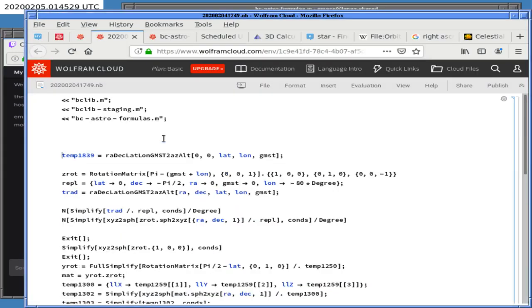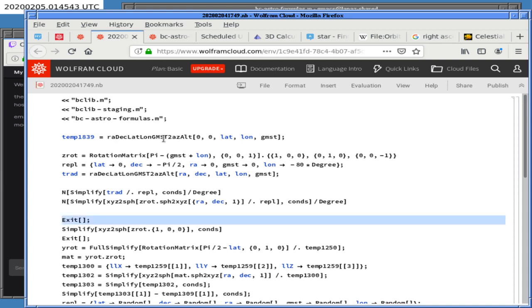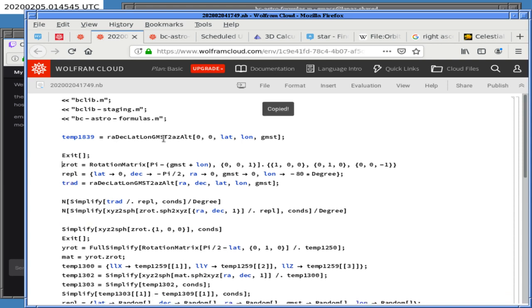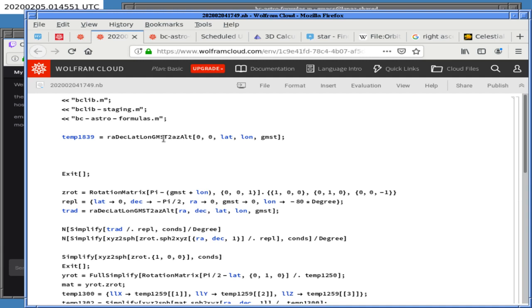Okay, so this is actually something we do need. We don't need to call it this, but we can call it this. Actually, maybe we should call it this. Okay. So now I think what we said is we're going to try to replicate what this formula does. So we know that if you take temp 1839, oh, that's already, sorry, we already have the variables in there.